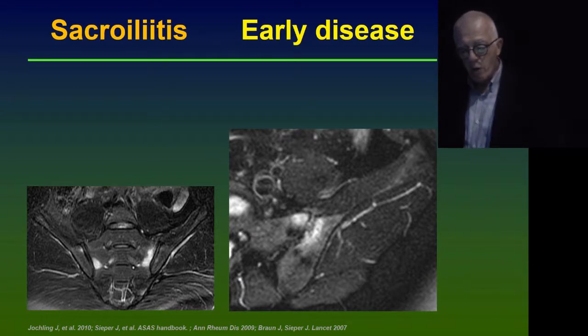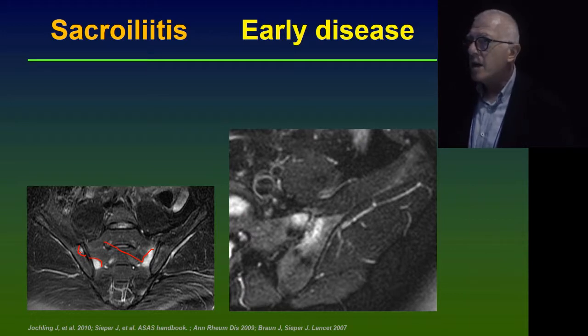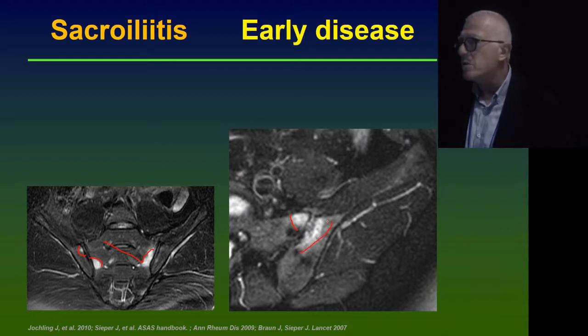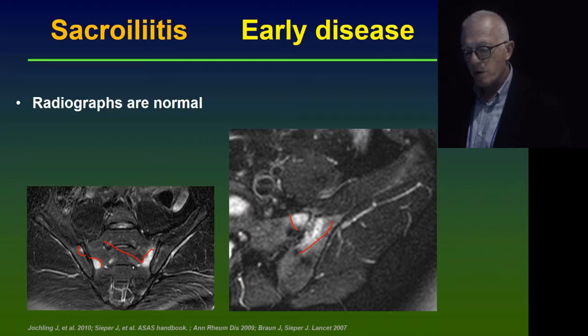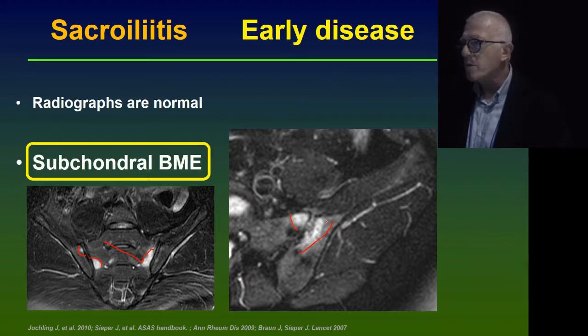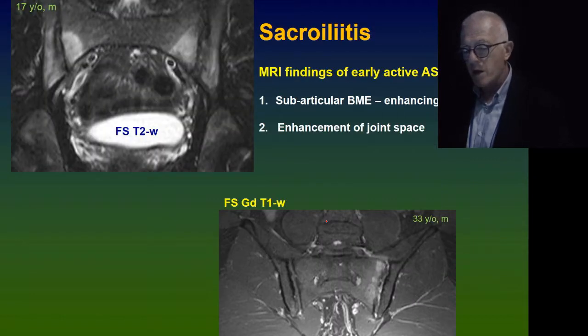So here we see bone marrow edema. We have one area here, one area there, and the third one here. Therefore, we have the criteria of ASAS fulfilled. And this patient, we have 2 areas of bone marrow edema on the same image. Therefore, this examination is positive for axial spondyloarthropathy. This is the cornerstone of diagnosis: bone marrow edema in the subarticular area.